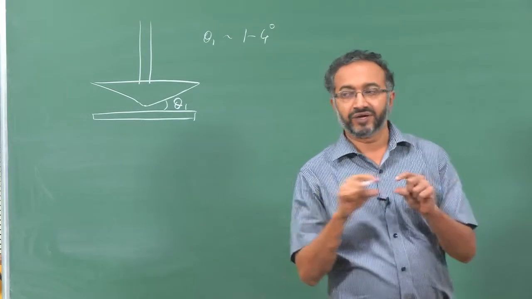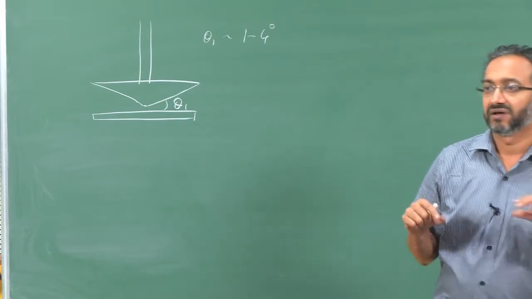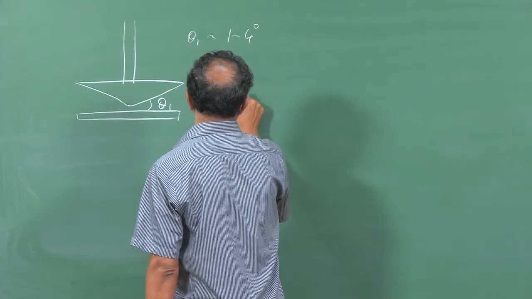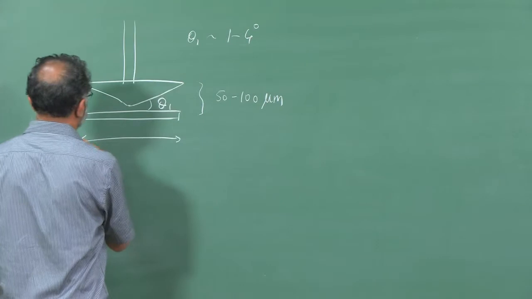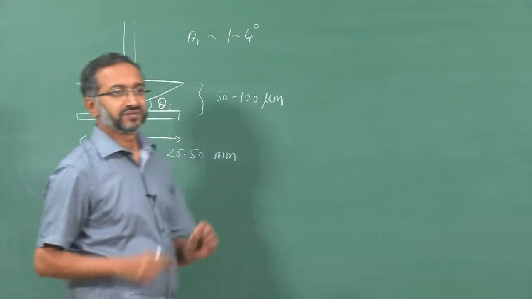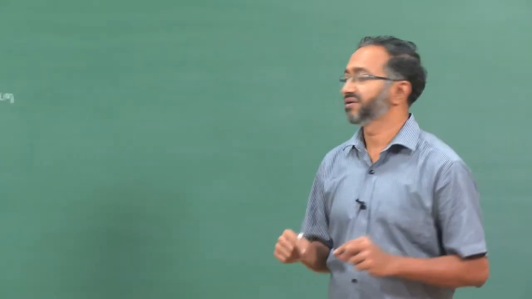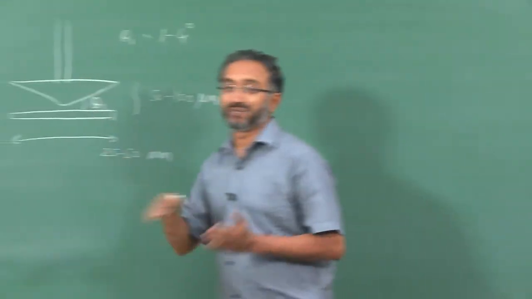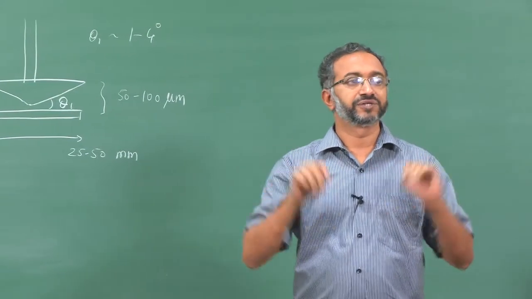At the same time, if you look at the size of the plate or the cone, it is fairly large. So, generally this gap is going to be let us say 50 or 100 micron, while this size may be 25 to 50 millimeter. So, very thin gap in which fluid is placed, and also the angle is extremely small. It is almost like in fact two parallel plates, but with very small angle with which the cone is made.